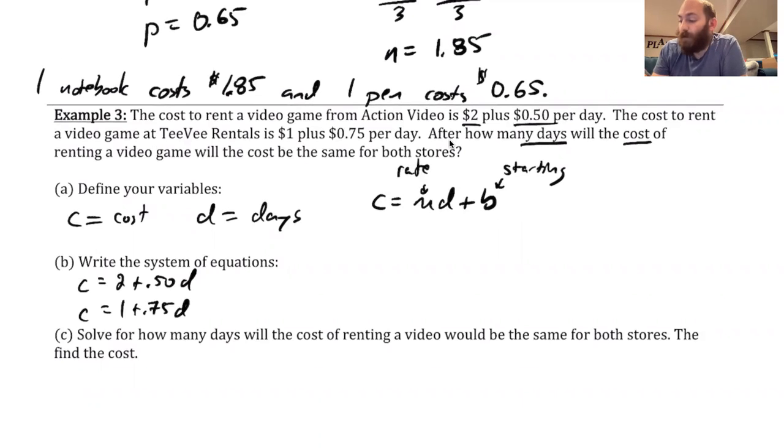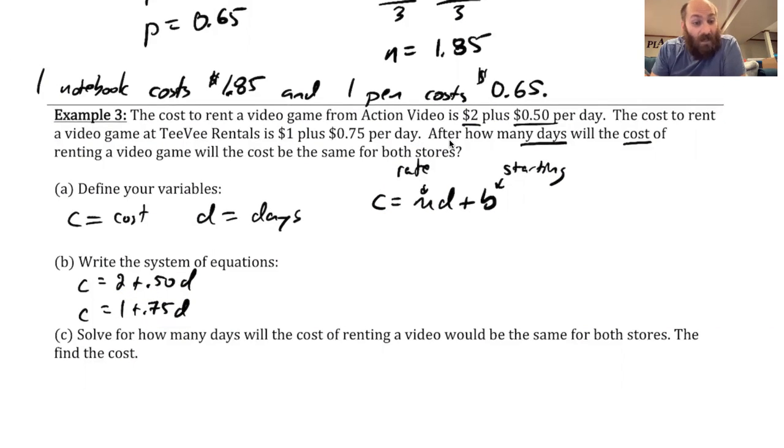So a quick recap. Slope is a rate, some kind of rate of change. So we're looking at the 50 cents per day, 75 cents per day. The b value is my starting value. So in this case, it'll be the $2 and the $1. So that's what we're modeling down here. I kind of switched the order, but $2 to start plus 50 cents per day, $1 to start plus 75 cents per day.